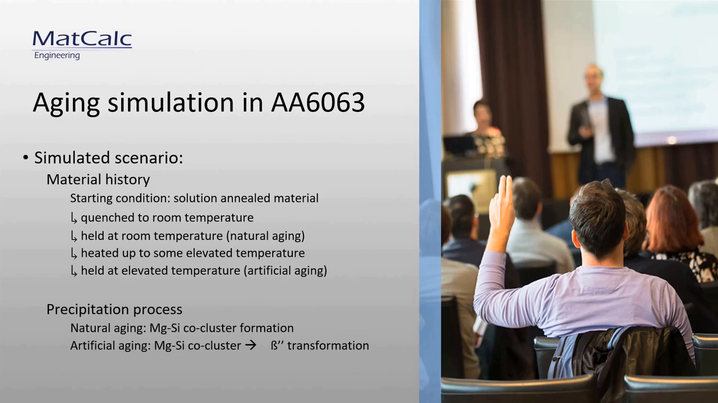Afterwards, we'll heat up the material to some elevated temperature and hold it at this temperature for some time. This will be the stage where the artificial aging occurs, and the strengthening phase, which is some sort of beta double prime phase, develops out of the co-clusters formed previously during the natural aging. The co-clusters transform then to the strengthening phase beta double prime.